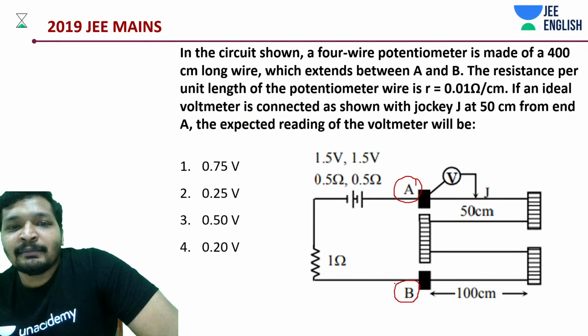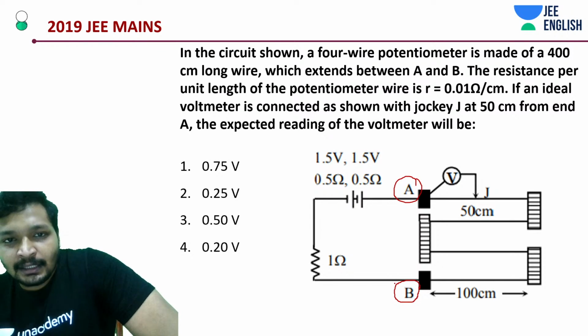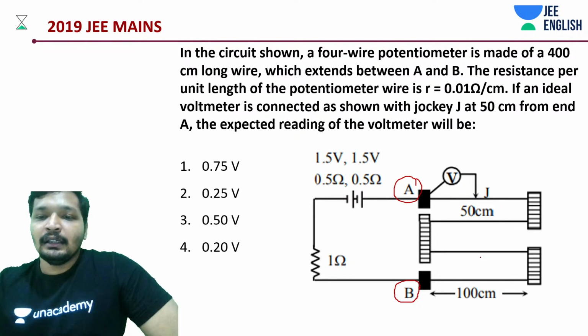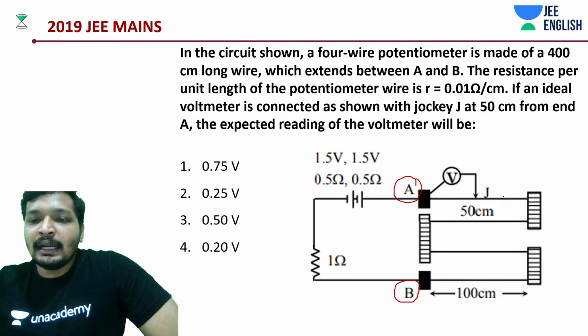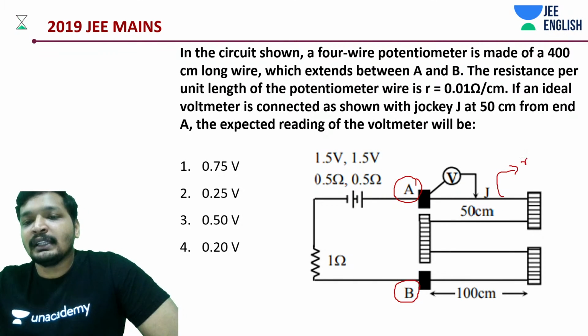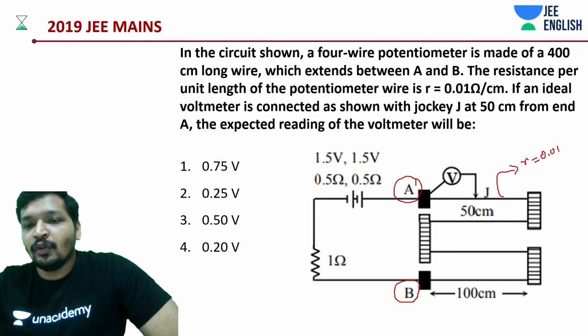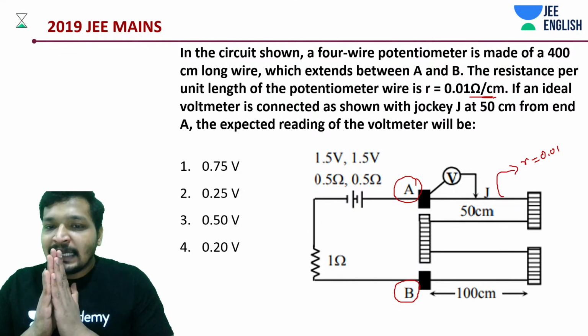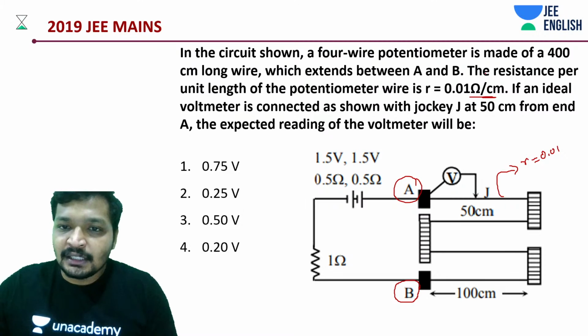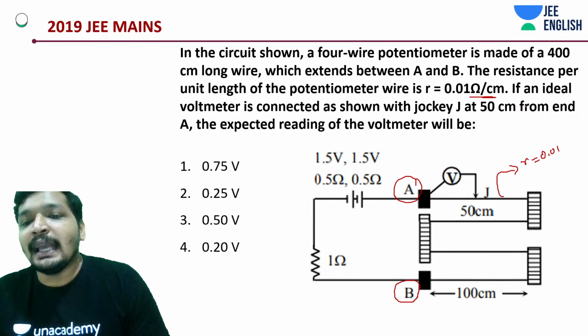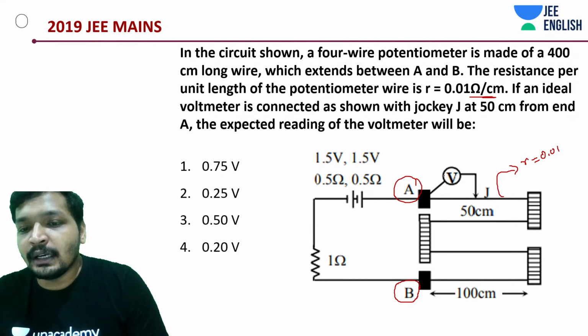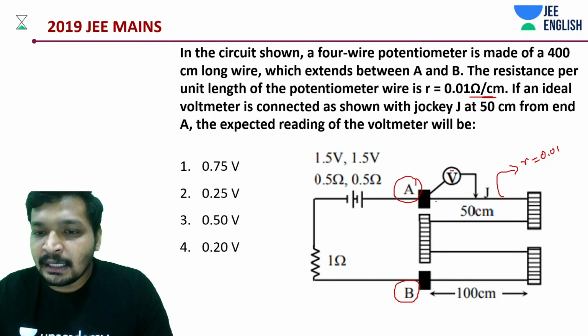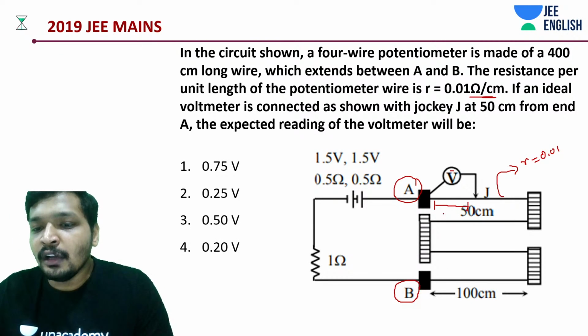Between A and B, some wire is connected, potentiometer wire is connected, and it's a normal potentiometer wire, and it has a resistance per unit length of 0.01 ohm per centimeter. Now coming to the point, if an ideal voltmeter is connected with the jockey to the given circuit, what can be the expected reading of the voltmeter? So it's an ideal voltmeter without any internal resistance, where it is balancing out 50 centimeters.